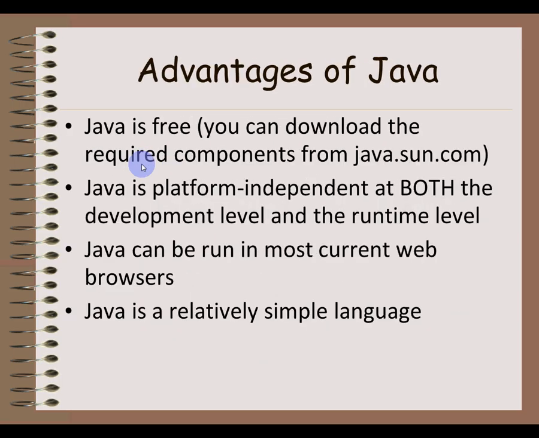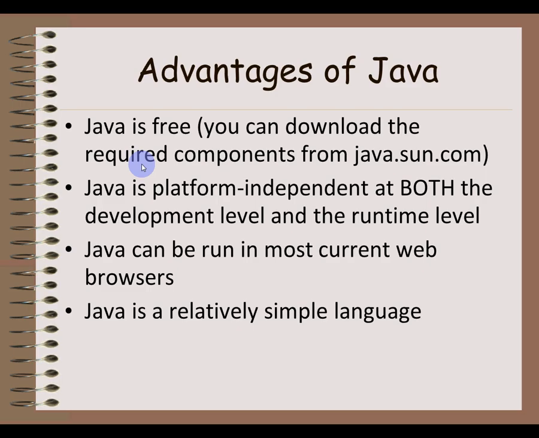Why would we use Java? Well, there's a number of reasons. The first reason is that Java's free. Basically, you can download Java for free at java.sun.com. You can also download environments to help you write the Java program language for free online. Things like NetBeans, Eclipse, Dr. Java, and so on. Secondly, Java's platform independent at both the development level and the runtime level.